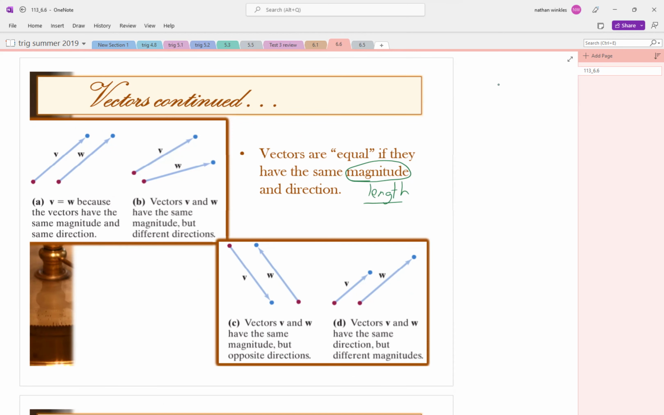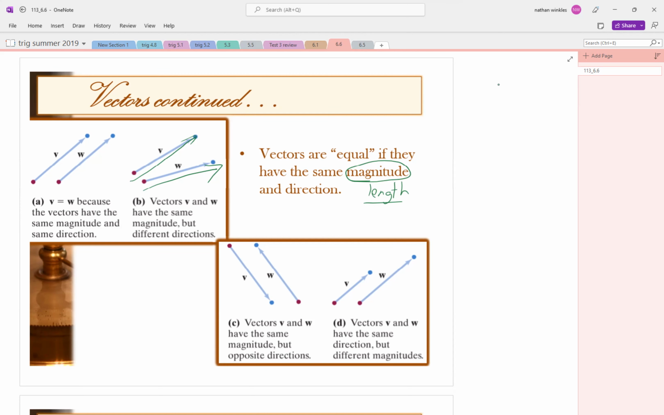Vectors V and W in B have the same magnitude, but they're in different directions. Notice V goes straight up, and this one goes at a different angle, so they're not equal. For C, vectors V and W have the same magnitude, but they're in opposite directions. We always have to pay attention to where our arrow is. If our arrows are not going in the same direction, they're not equal. Even though they look 100% equal, if they didn't have the arrows there, they would be equal.